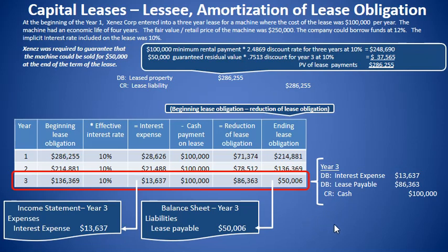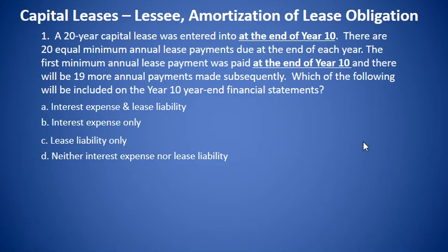So now, with that in mind, we've seen how we amortize our lease obligation over the life of the lease, and again, we'd make our annual rental payments, and we split up the payment between our interest expense and the amortization of our lease payable based upon the interest rate method in our amortization table. So let's go ahead and start off with multiple choice question number 1.